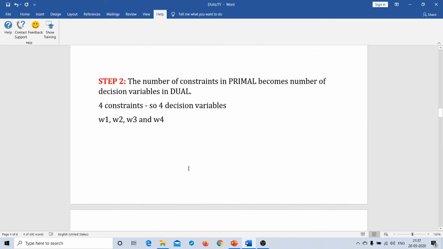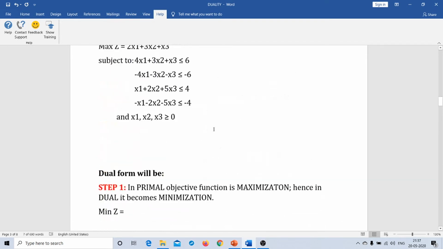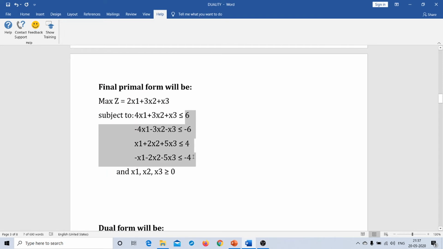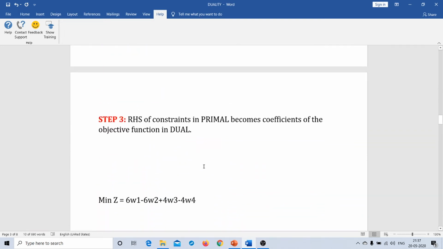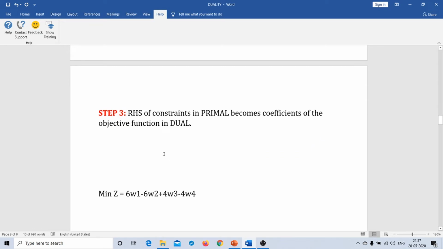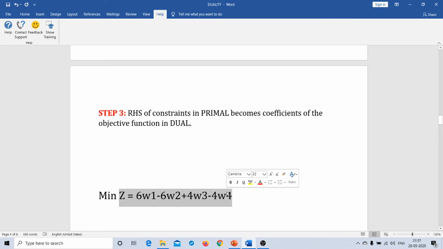Now watch out. In the previous step we said 4 constraints become 4 decision variables, and for those 4 decision variables we should have the coefficients. That coefficient is nothing but the right hand side of this constraint, and hence in step 3 I get the RHS of constraints in primal, which becomes the coefficient. So my objective function is minimize z is equal to 6w1 minus 6w2 plus 4w3 minus 4w4. Right? Now let us go ahead in building the constraints for this objective function, which is now minimization.